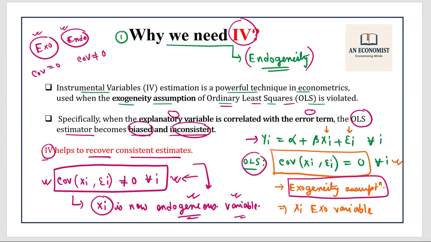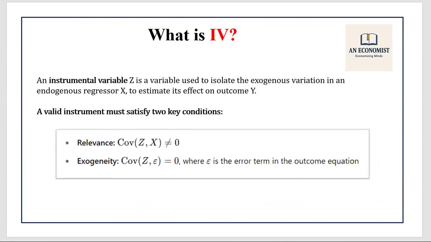To avoid this problem, we need to go to the instrumental variable as a different approach, right? I hope this much is clear. Now understand what this instrumental variable is and which variables qualify to work as an instrument. An instrumental variable we usually denote by Z. This is the standard notation.